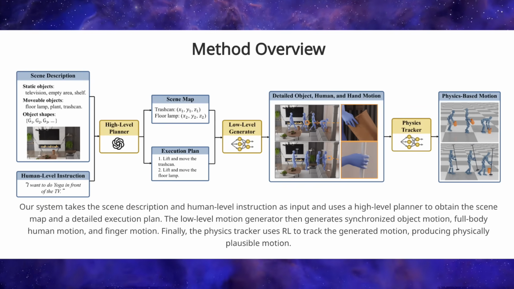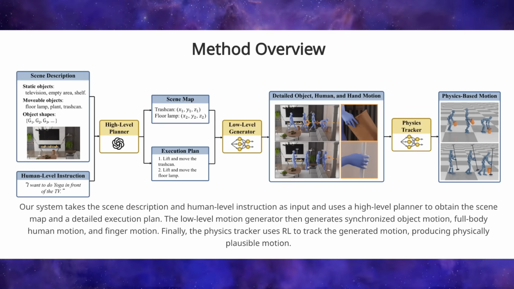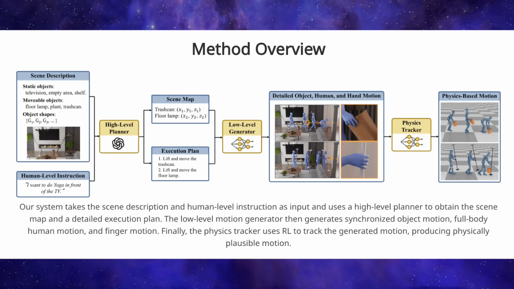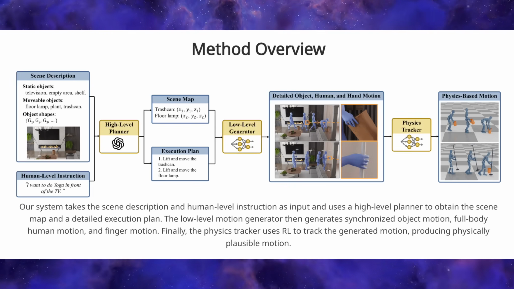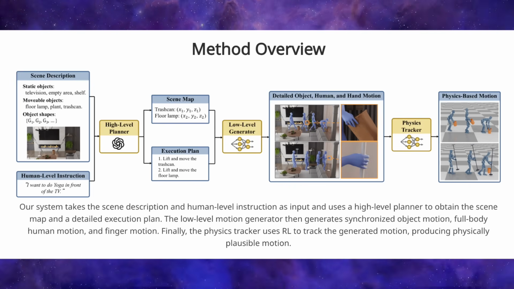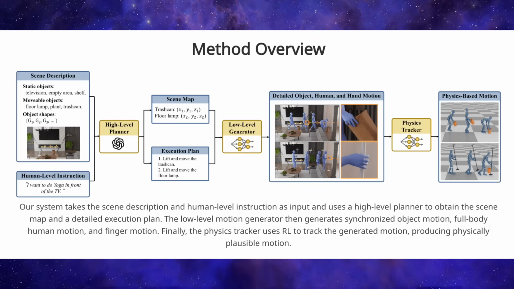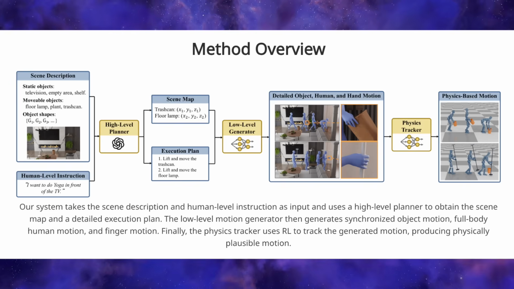Then, a low-level motion generator, which is actually a series of specialized diffusion models, takes that plan and synthesizes the full body and intricate finger movements needed to perform each action. It even generates the motion in stages. First, a coarse, general full-body movement, then it refines the grasp, and finally, it adds the detailed finger motions to create a seamless, synchronized action.